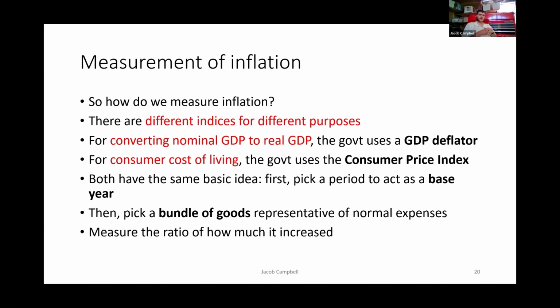a normal person's purchases. And the only difference between this GDP deflator and this consumer price index is that the GDP deflator is going to include things like raw materials and capital. It includes stuff that producers care about. The consumer price index is specifically for consumers, products that you would go and buy in a store.